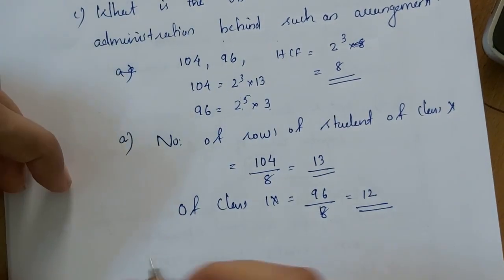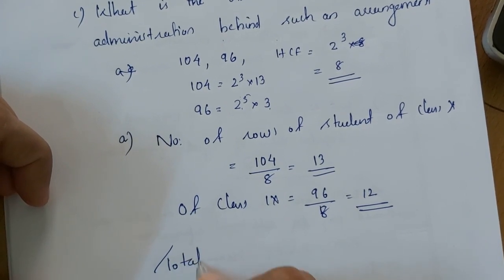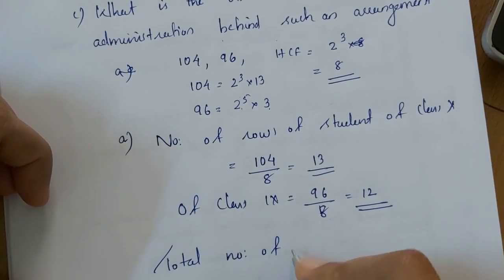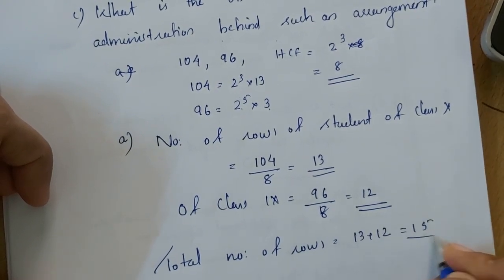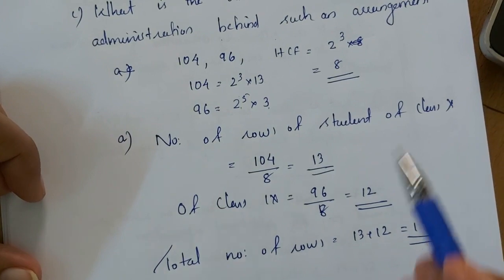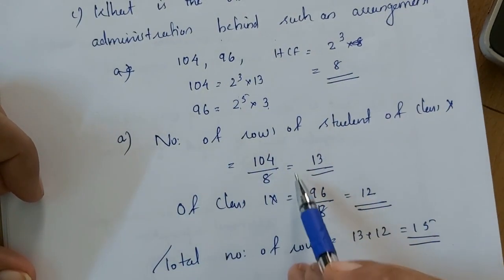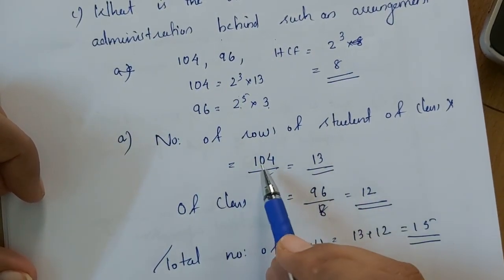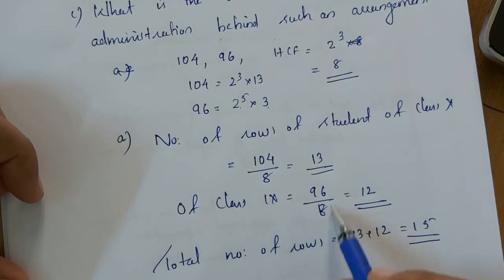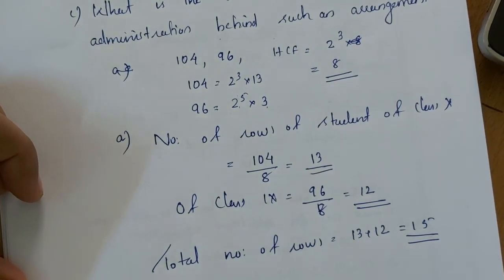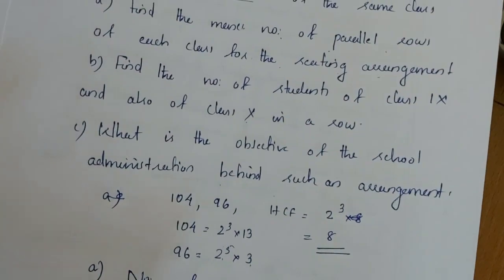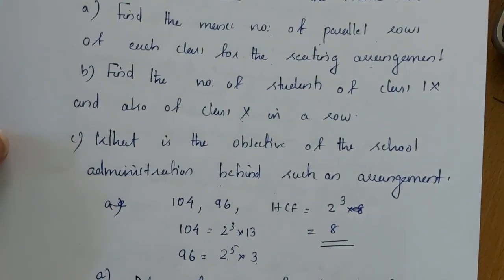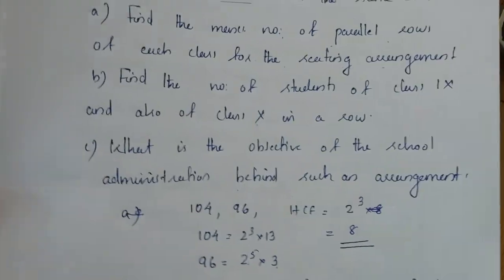So the total number of rows is equal to 13 plus 12, which is equal to 25. Here we get the HCF value as 8. So the number of rows required for class 10 students are 104 divided by 8, and for class 9, 96 divided by 8. So we find out the total number of rows. And the second question is, find the number of students of class 9 and also class 10 in a row.